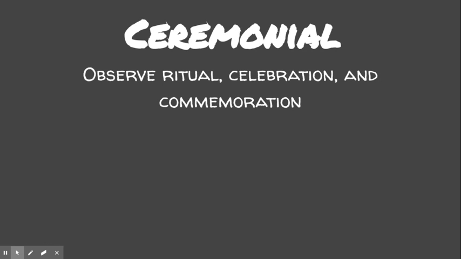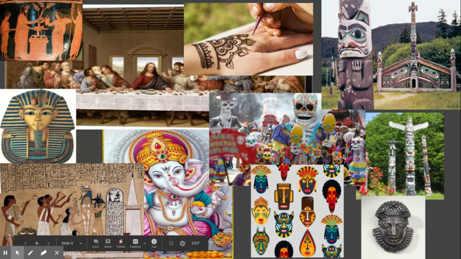Next, we have ceremonial. Ceremonial is when you observe ritual, celebration, and commemoration. So we're going to look to a lot of different types of cultures for this. If you think about yourself, think about something that you celebrate: a birthday, Christmas, a holiday. I know that my family has traditions. Like every winter, we have a cookie bake-off where we bake like 15 dozen cookies. I could make a piece of artwork about that.